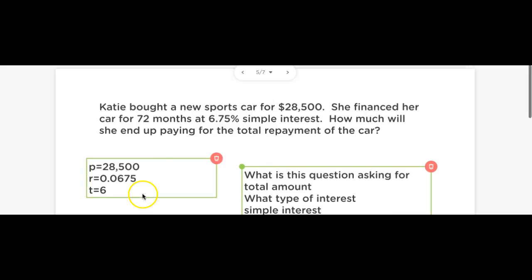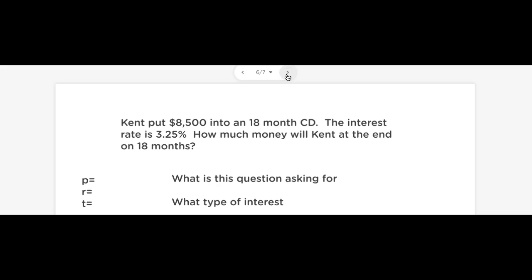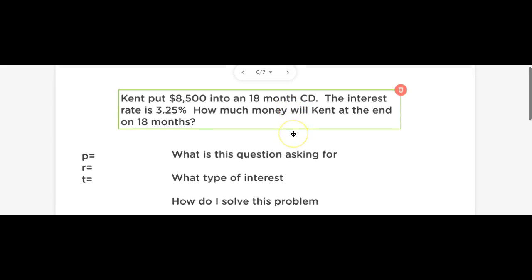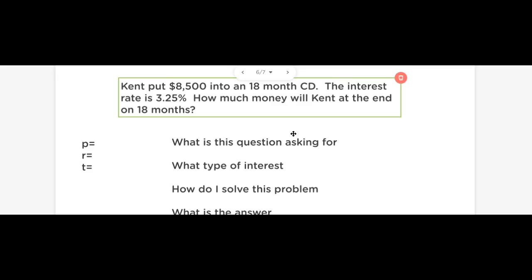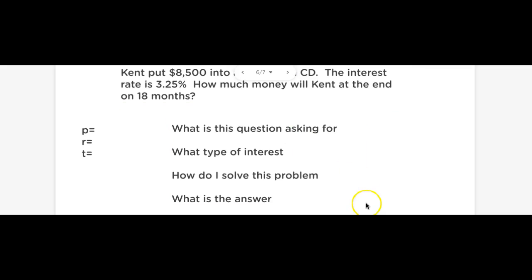Last problem. I want you guys to try this one. Pause the video. Try it. I hope you pause the video because Mr. George is about to work it. Here we go.